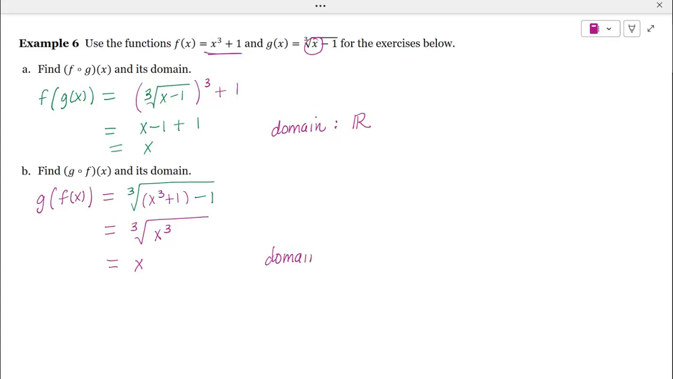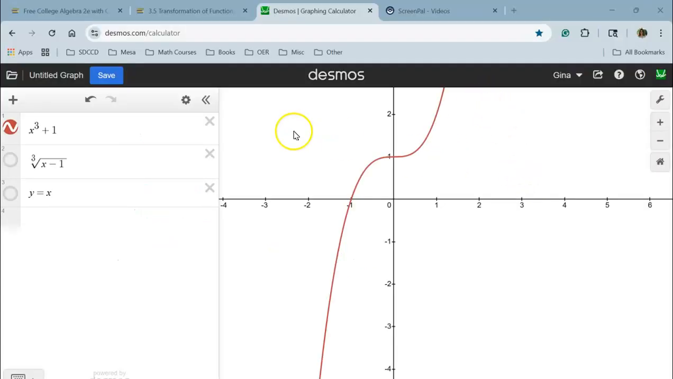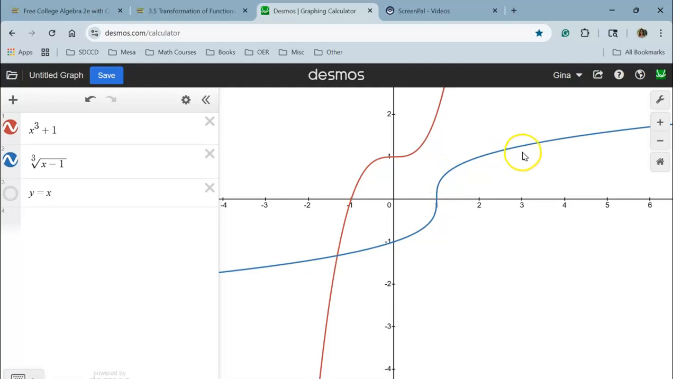These are in fact inverse functions of one another because when I take the composition function in both directions, I get the exact same thing. Let's look at a graph of these. The red graph here is the function x cubed plus 1, and then the blue graph here is the cube root of x minus 1.